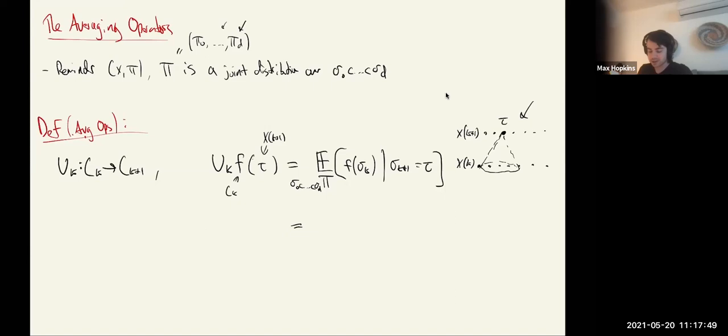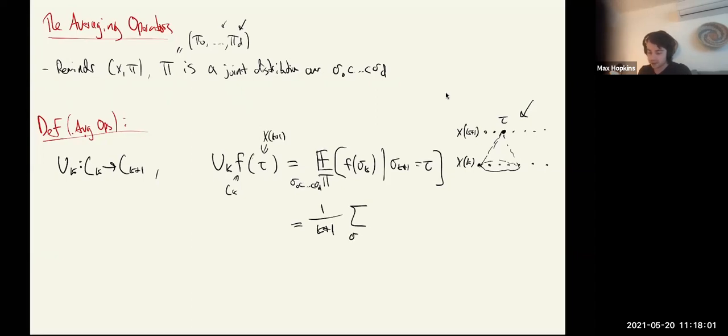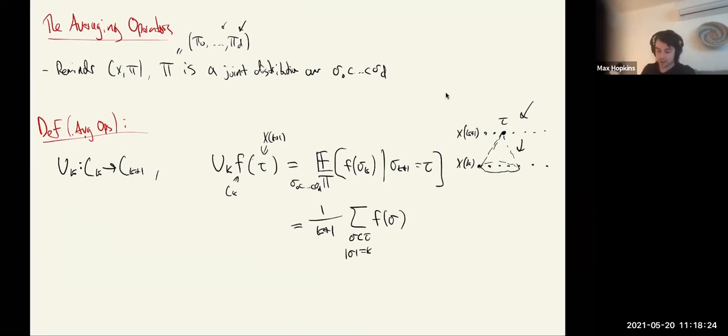To write this out explicitly, because the average is uniform and there are k+1 sub-k-faces, this is 1 over k+1 times the sum over sigma contained in tau, where the size of sigma is equal to k, of f(sigma). That is the explicit, closed form of the expectation. So in this case, it really is just the uniform average down in this diagram. The up operator is the simple one, because when we move down in the way that we defined our joint distribution, all we're doing is uniformly removing a vertex at random.